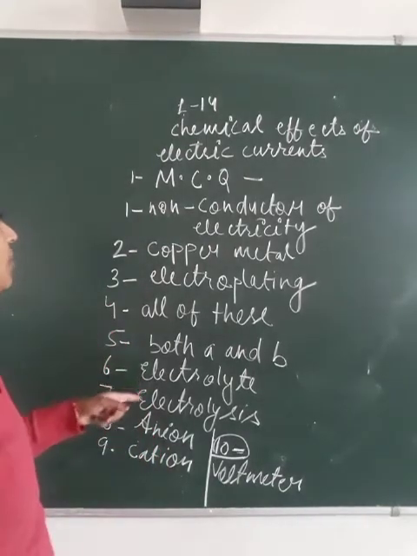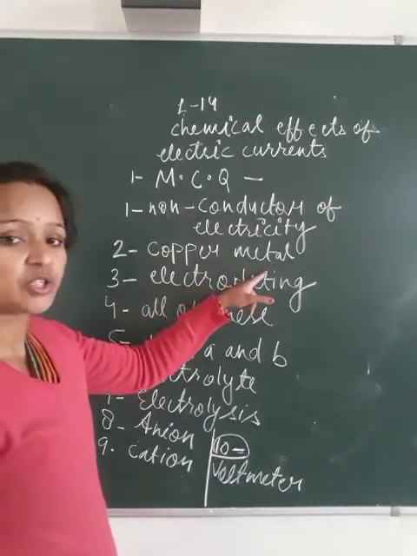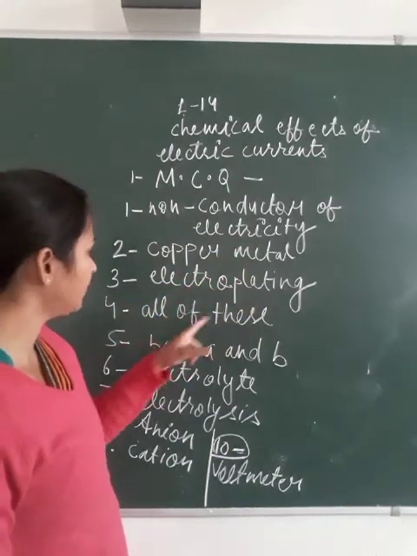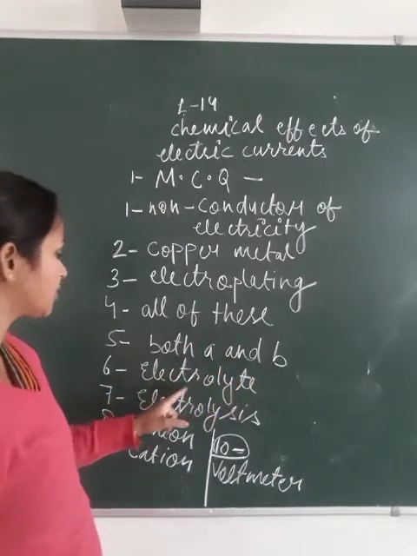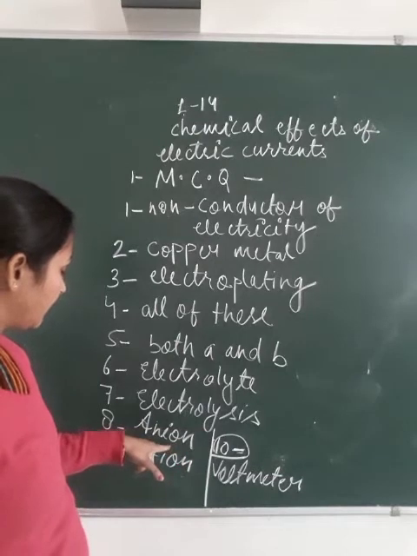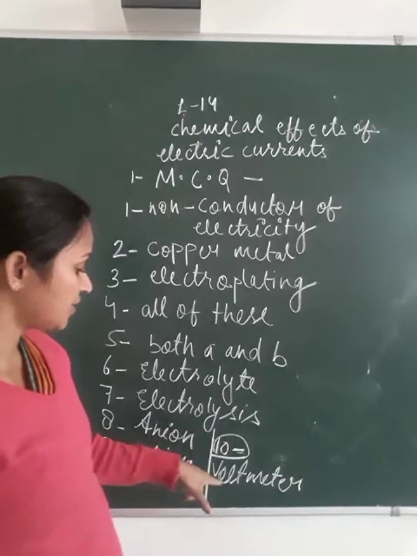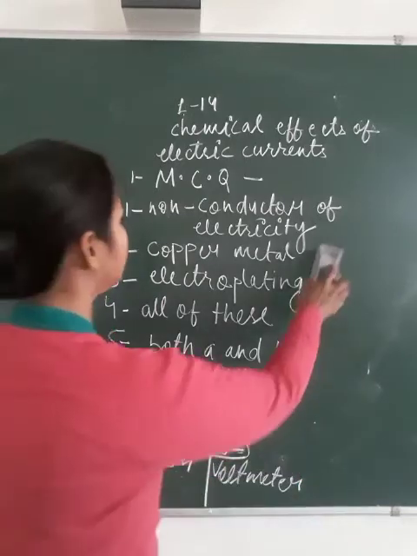These are the answers to the multiple choice questions. First one is non-conductor of electricity. Second one is the copper metal. Third one is the electroplating. Fourth one is all of these. Fifth, both A and B. Sixth, electrolyte. Seventh, electrolysis. Eighth, anion. Ninth, cation. 10th, voltameter. And now come to the fill in the blanks.